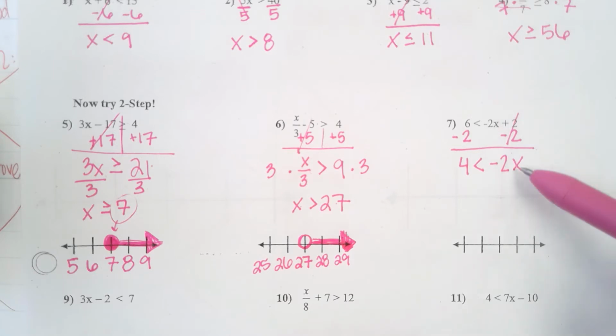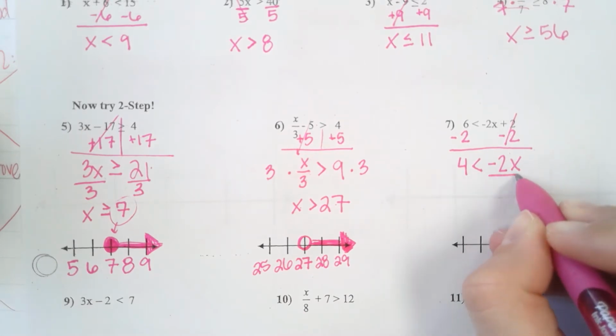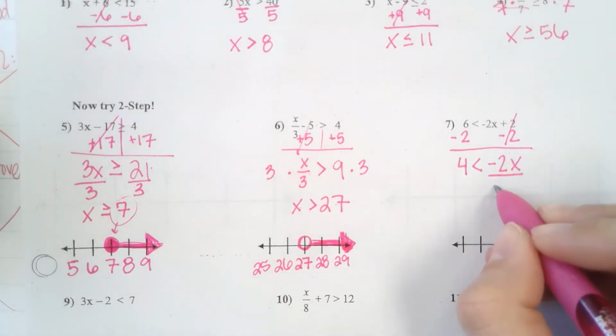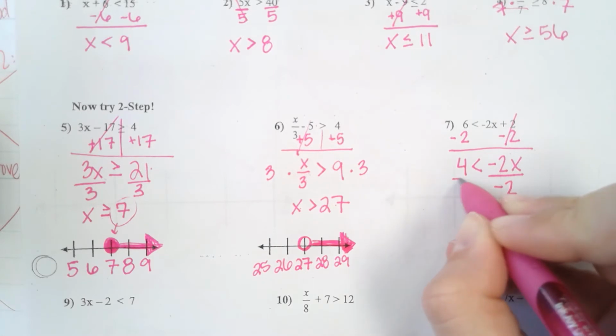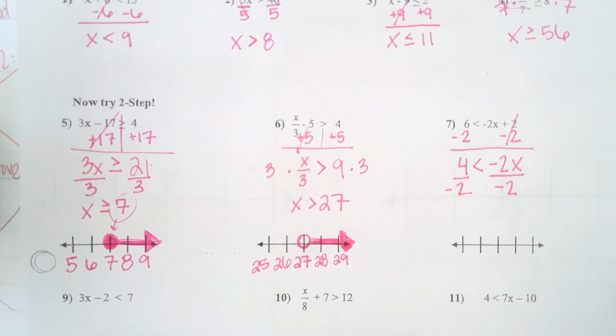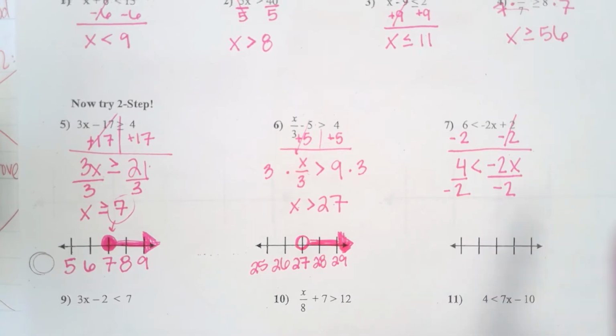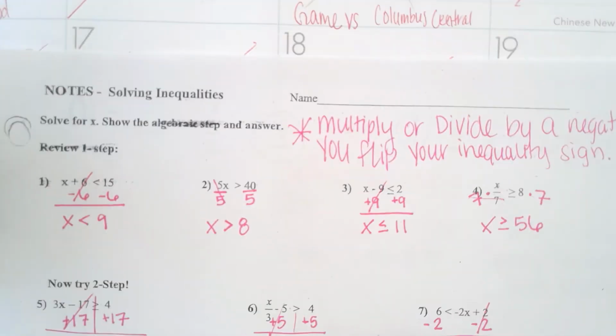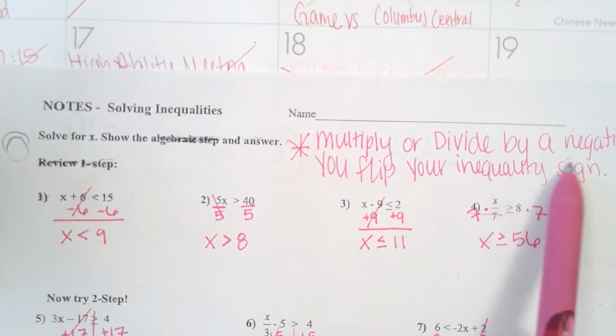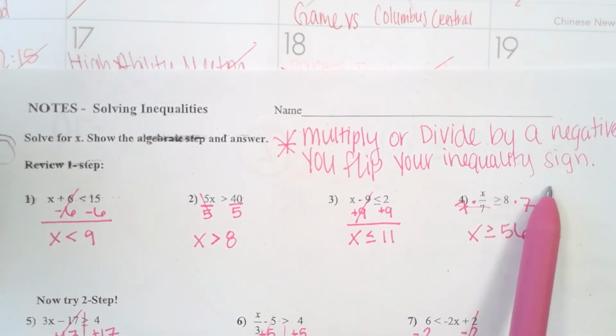And my last step to get x by itself, right now the negative 2 and the x are multiplying, so the opposite of multiplying is dividing. So I need to divide by this negative 2 on both sides. Now, this is when you guys should be having like a flashing light in your head, being like, oh, I just divided by a negative, right? So when you divide by a negative, what's the rule? When you multiply or divide by a negative, you flip your inequality sign.